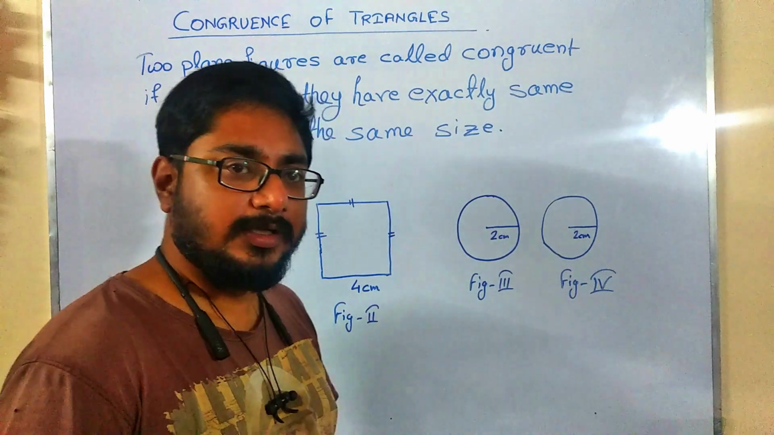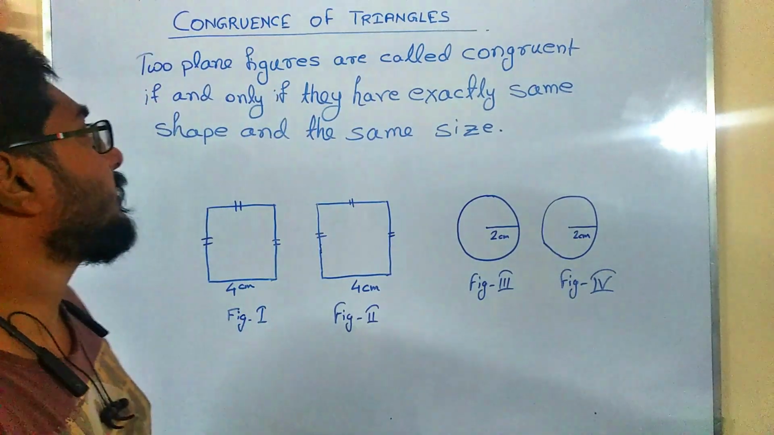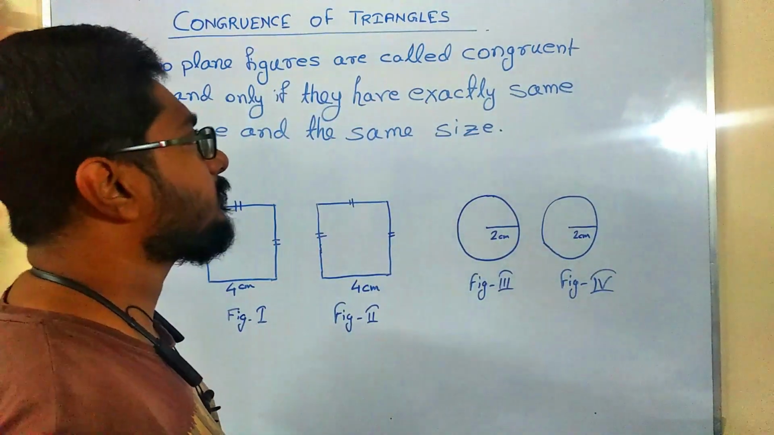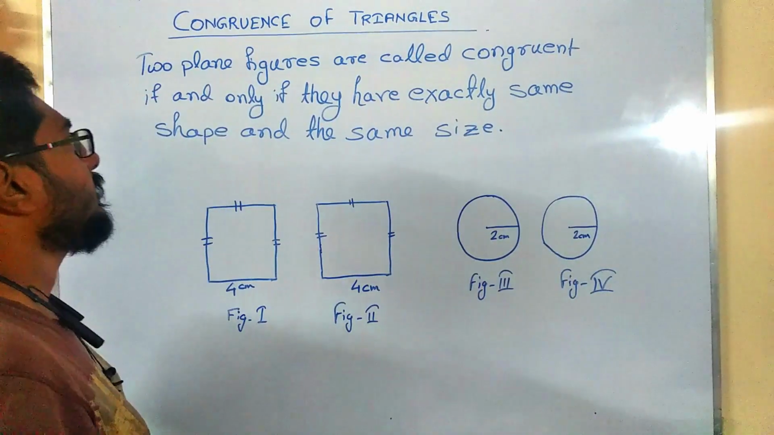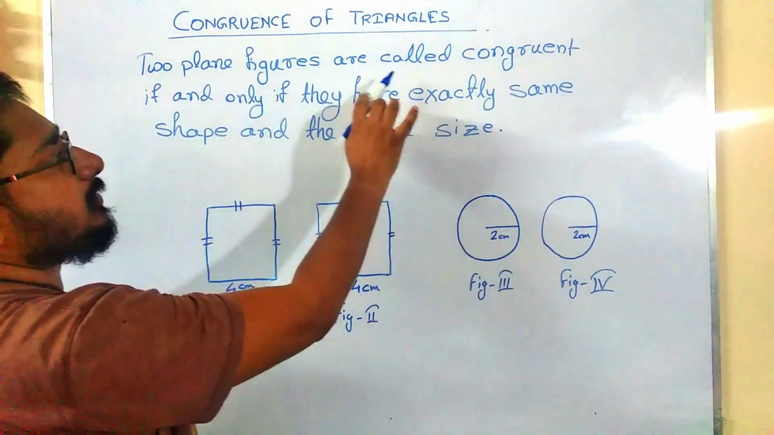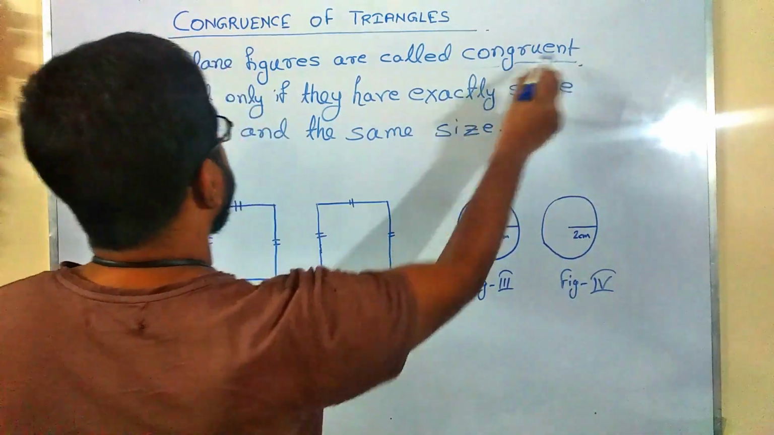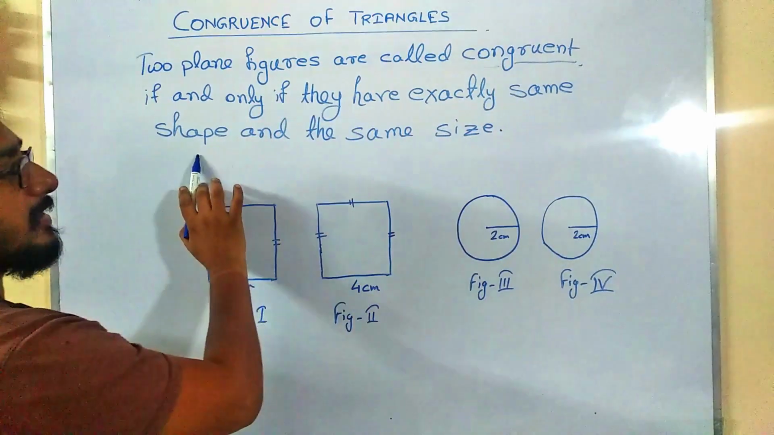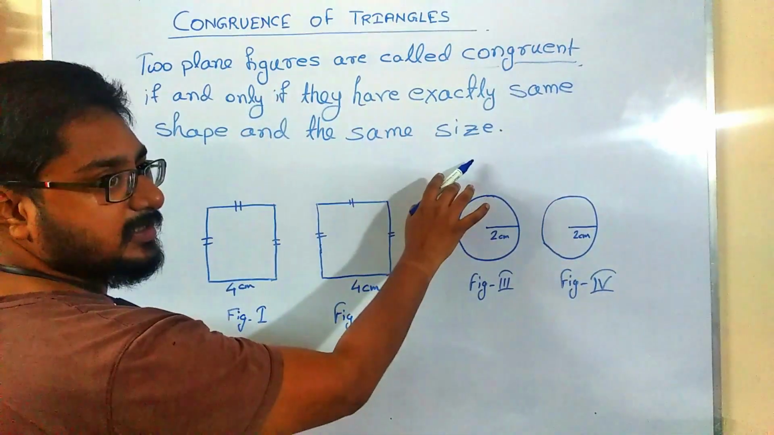Hello everyone. Now we are going to learn the topic congruency of triangles. First of all, you need to know what congruency means. Two plane figures are called congruent if and only if they have exactly the same shape and the same size.